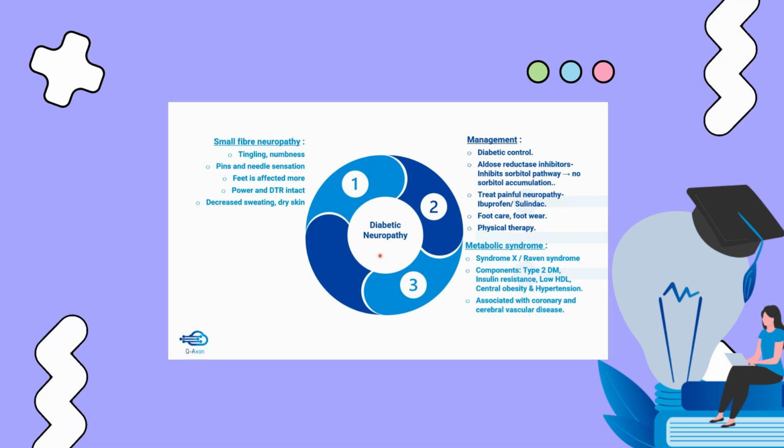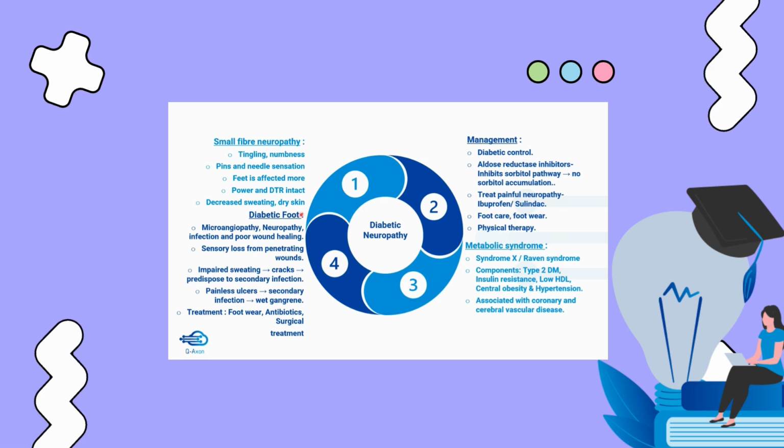And finally, let's talk about diabetic foot. The diabetic foot occurs due to a combination of various factors. Well, there is damage to small blood vessels in uncontrolled diabetes, what is known as microangiopathy. Then there is neuropathy, as already discussed. Then these patients are also prone to infection and poor wound healing. So many factors combine together for this diabetic foot.